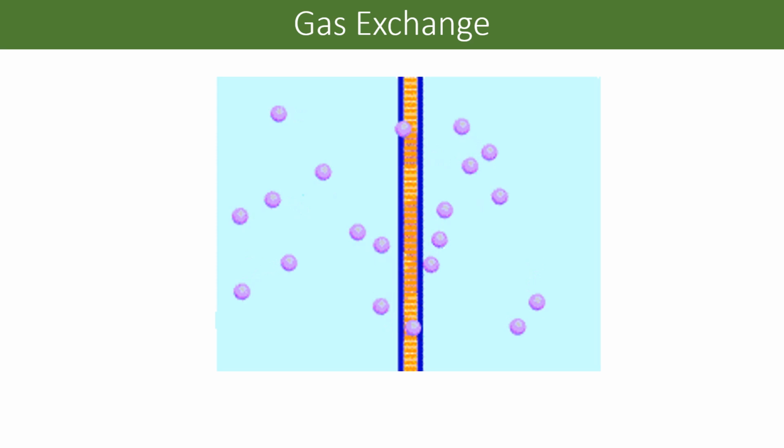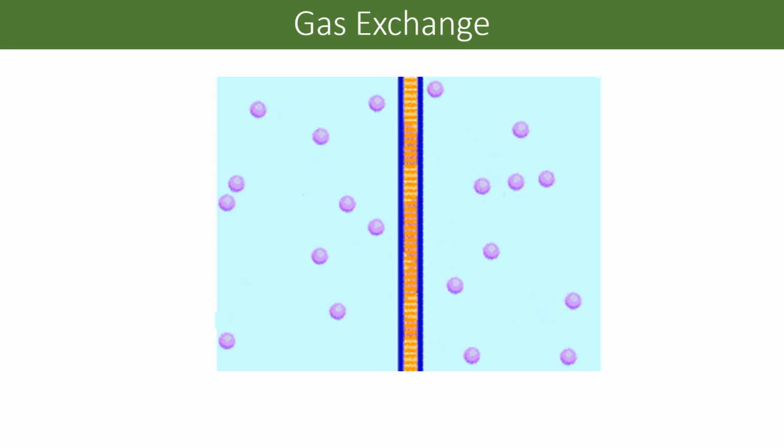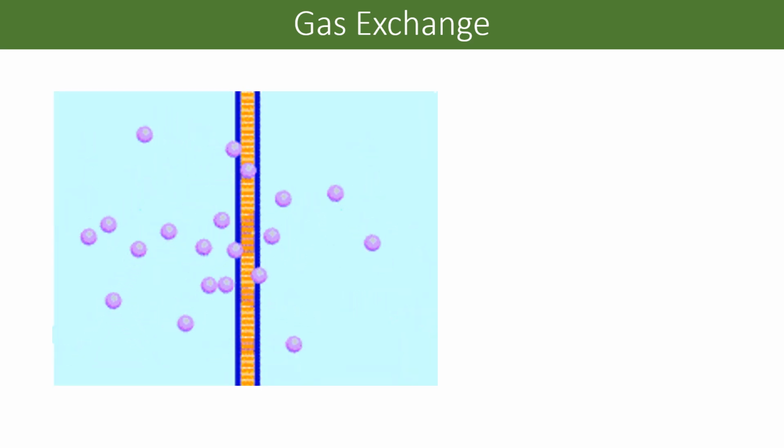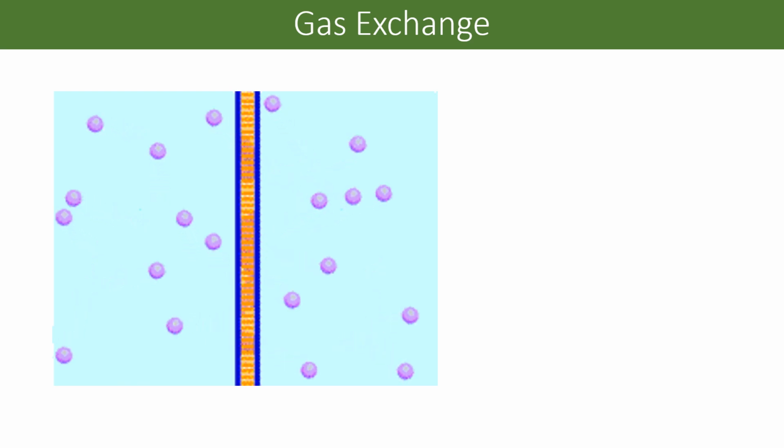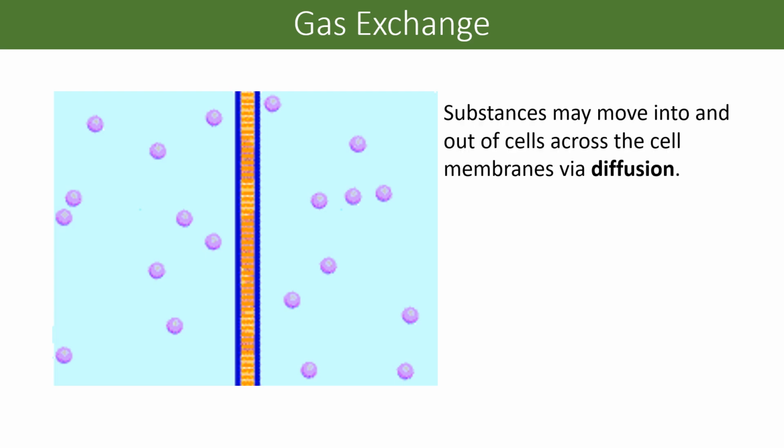Okay, next up is gas exchange. Okay, so just watching this animation, we can see particles moving. Now, at this moment in time, you can see that these particles have reached something called an equilibrium, and that's where the concentration on either side of this line that we see down the middle is equal. Now, in reality, these particles would continue to move. We just saw a snapshot of time. And this process that we've just seen is called diffusion.